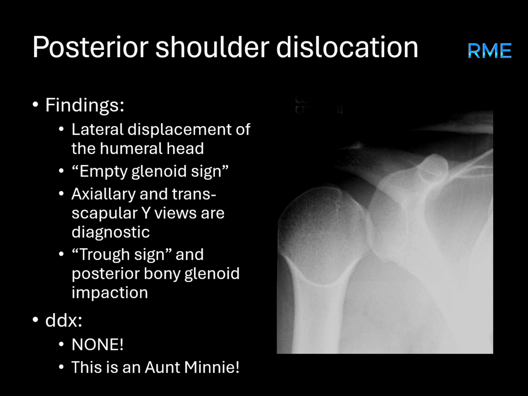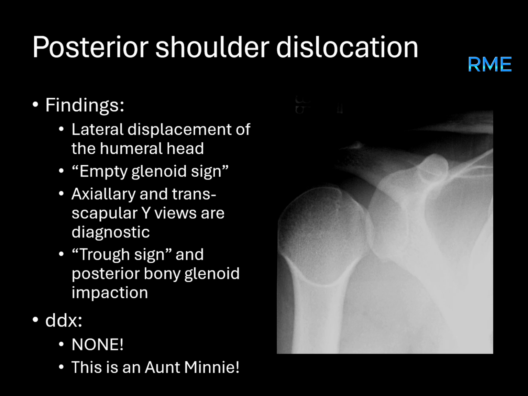Axillary and transscapular Y views are diagnostic and can show the trough sign and posterior bony glenoid impaction. To further evaluate, these additional views are essential. Management usually involves closed reduction, but in chronic cases, surgical intervention may be required.